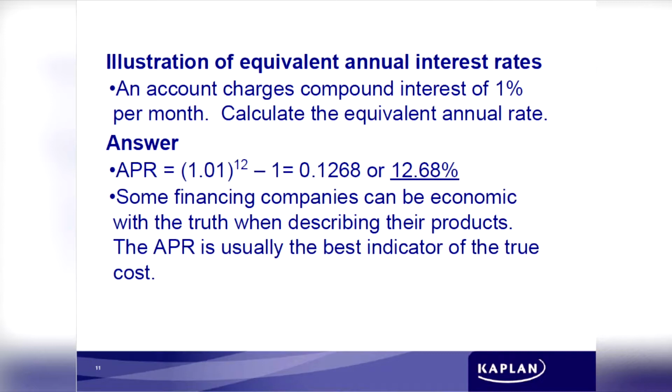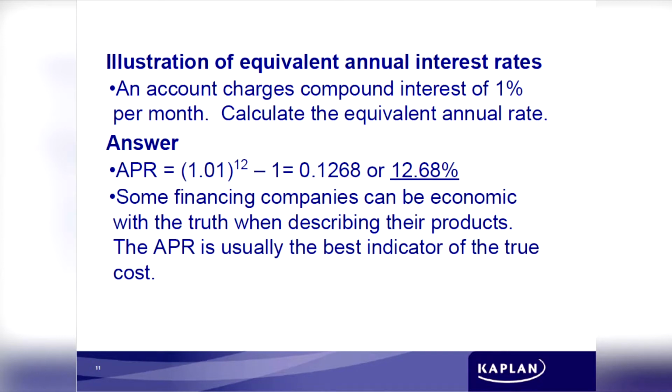It's easy. Your APR is equal to 1 plus 0.01, that's 1.01, to the power of 12 minus 1. We said it's 1 plus r to the power of n minus 1. And the answer you will get is 0.1268, or as a percentage, 12.68%. So that means the equivalent annual interest rate is 12.68% if you are paying a monthly rate of 1%.